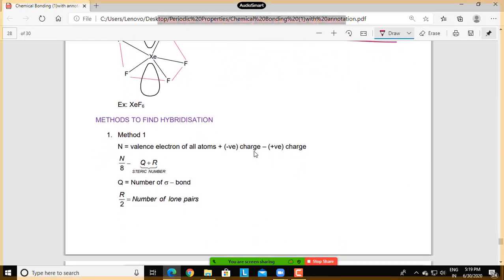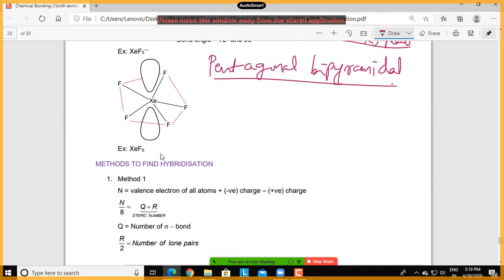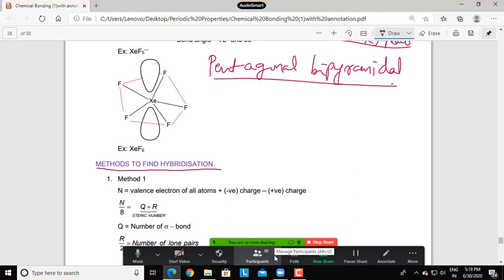Now there are many shortcut methods to find hybridization. We have three shortcut methods to find hybridization. So we have the conceptual method and we have the shortcut method also. Do you want to know both the methods or only shortcut methods? Yes, both the methods. Now let us first start.